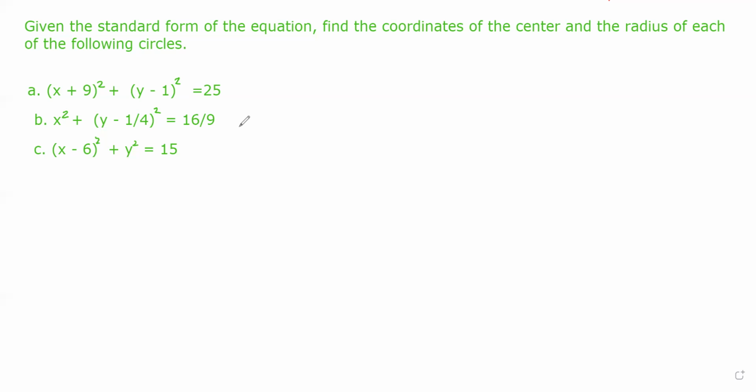Identifying the coordinates of the center and the radius is very easy. You just have to identify the value of h, k, and r. This is the vice versa of our previous topic, which is determining the standard equation of the circle given the coordinates of the center and the radius of the given circle. So for the first example, we have this equation.